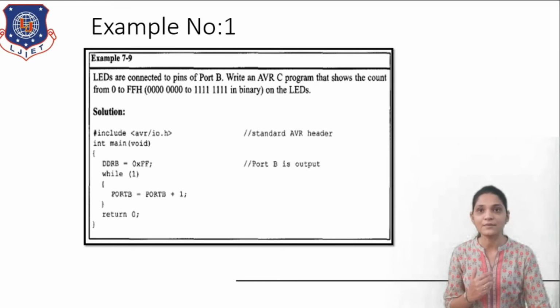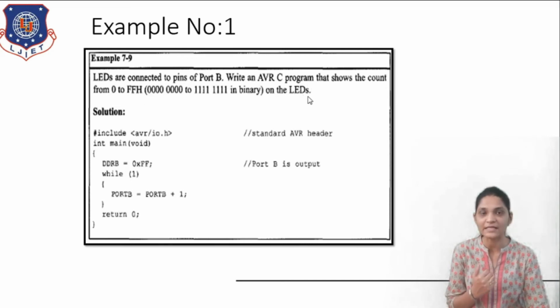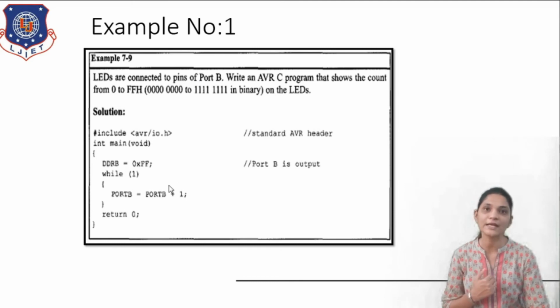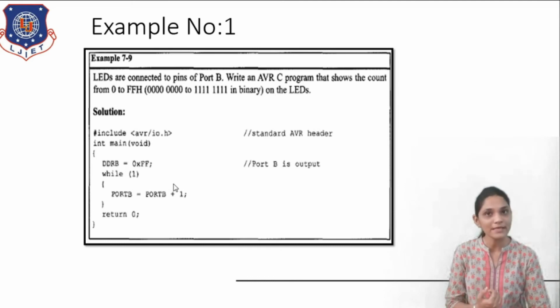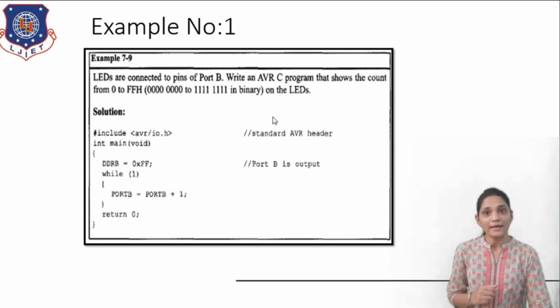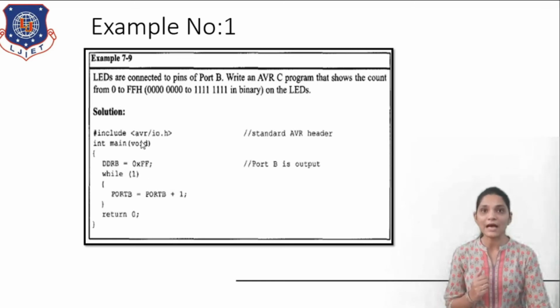Let us see the example in which we have to do this. LEDs are connected to the pins of port B, and write the AVR C program that shows the count from 00 to FF, that is, all bits 0 to all bits 1 in binary, on the LEDs. So for this we first have to make port B an output port, and then send the data by using the PORTB label. For providing the direction we are going to use the DDRB label, and for providing the output at that port we are using the PORT label.